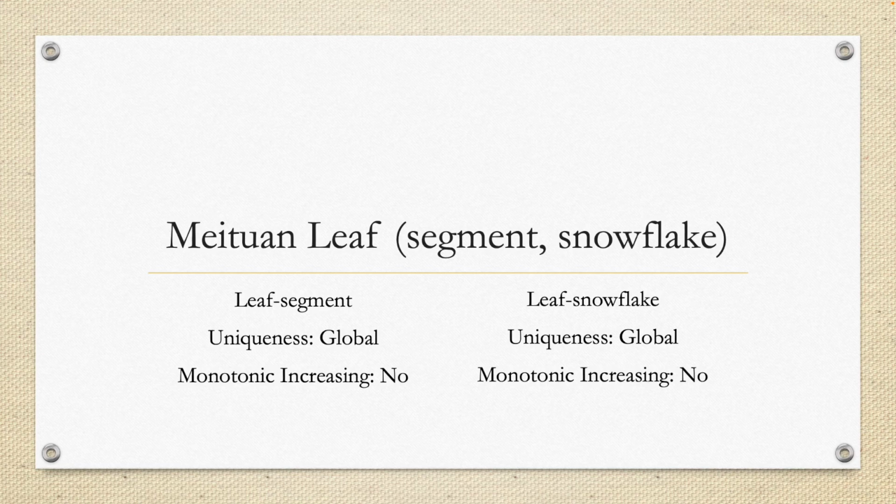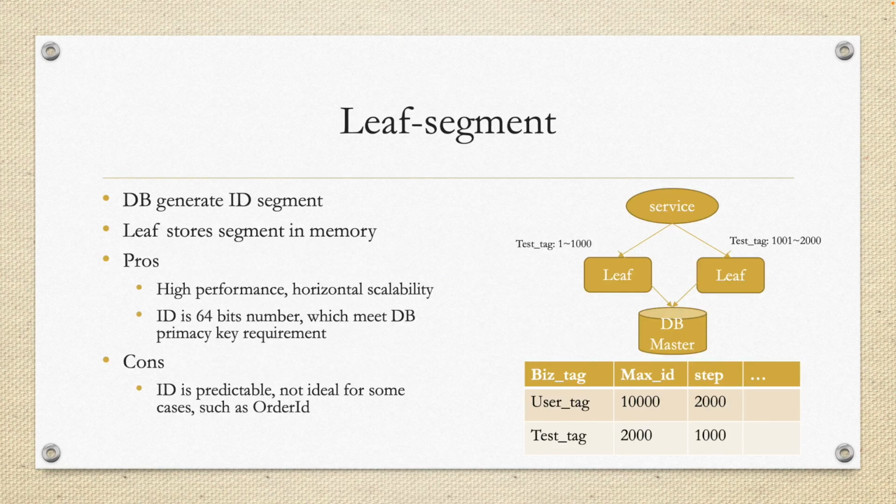Both solutions provide a global unique ID, and the ID is not monotonically increasing. Let's see the leaf segment solution. Instead of using the DB to get an auto-increment ID each time, we can use the DB to generate ID segments.